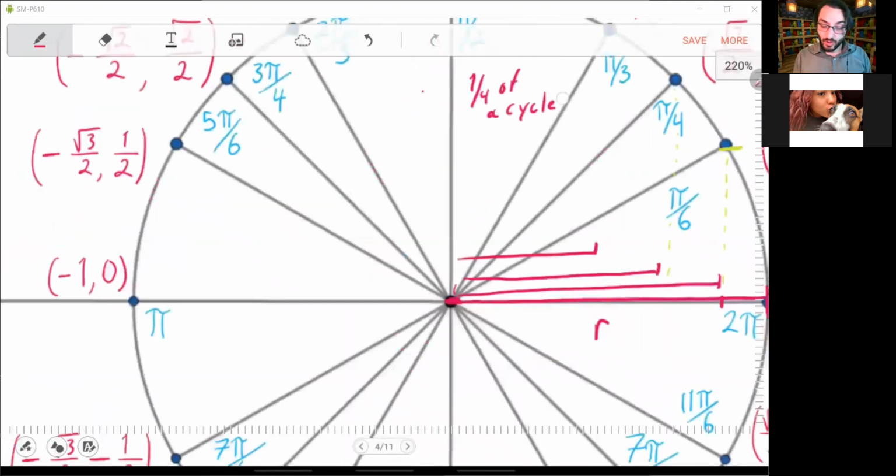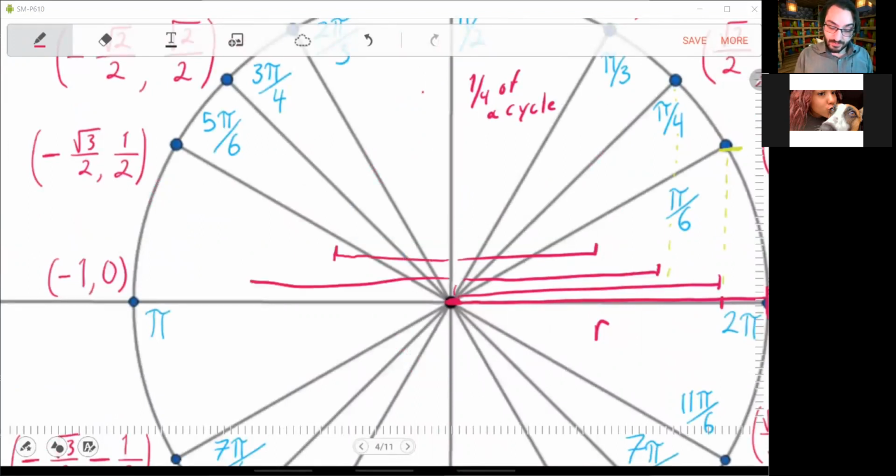But then the cosine starts to increase. We go to here, and then here, and then here, and then finally we're at negative amplitude. So we go from amplitude to negative amplitude at every single part of the cycle. We're changing our position because it's a cosine function.